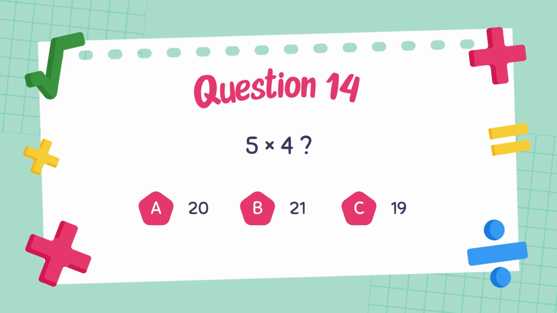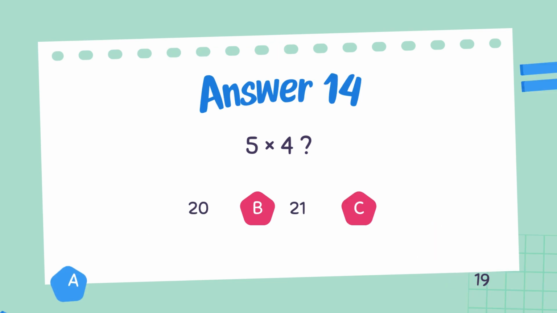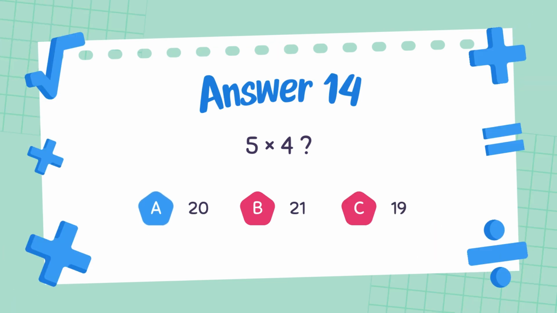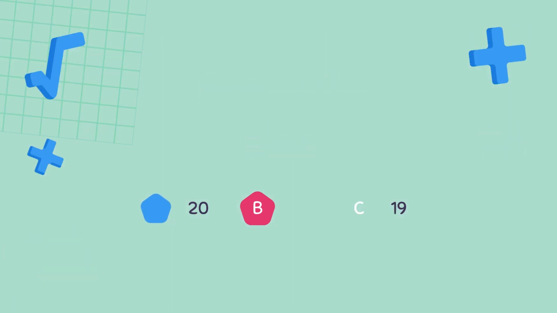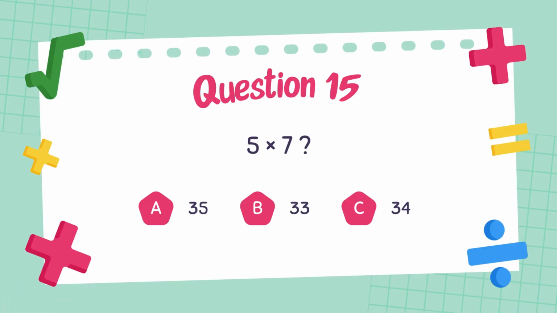Question 14. What is 5 times 4? Is it A, 20, B, 21, or C, 19? The answer is A, 20. Excellent work.